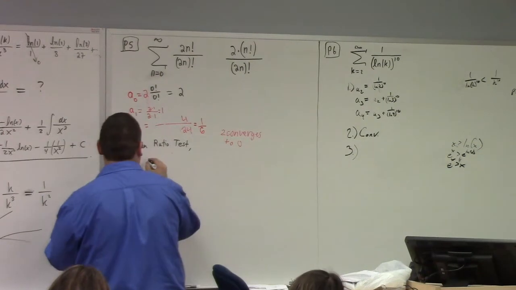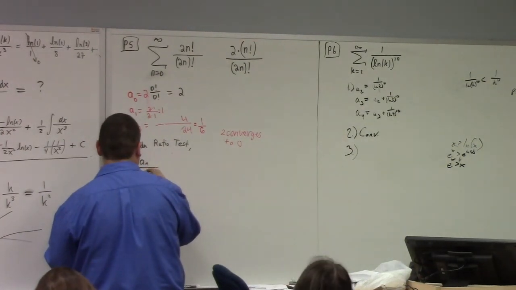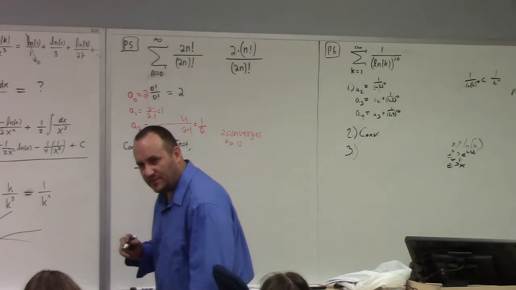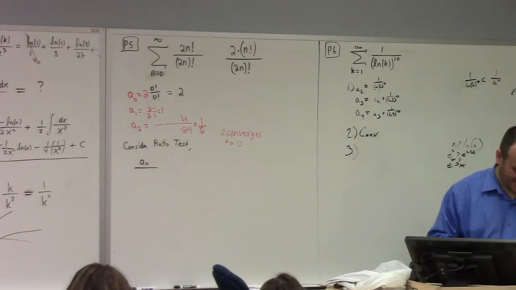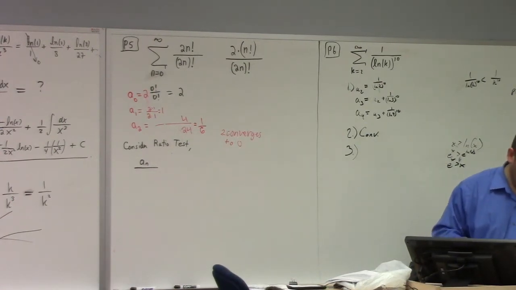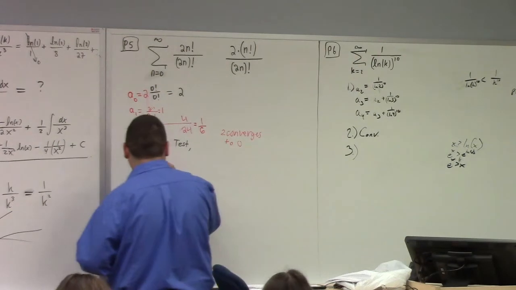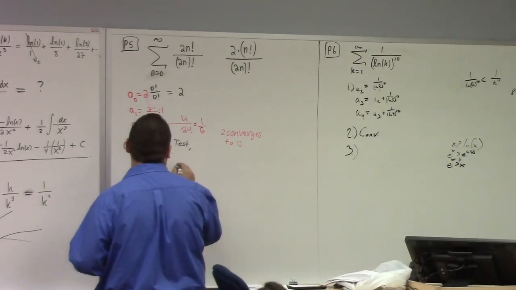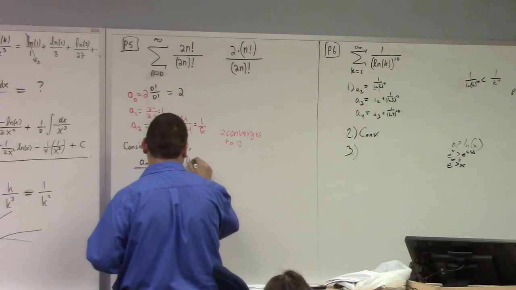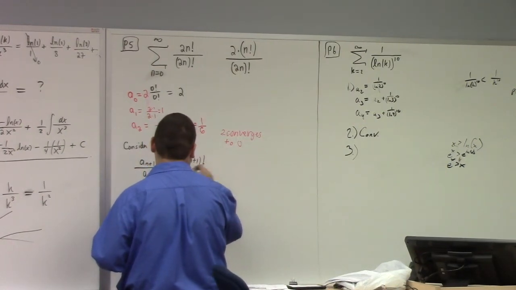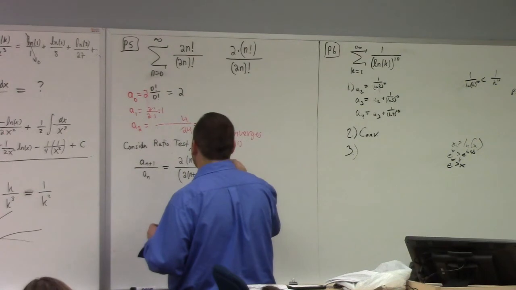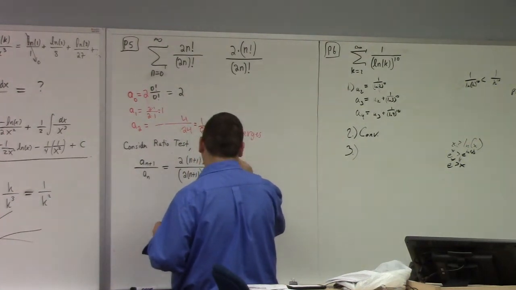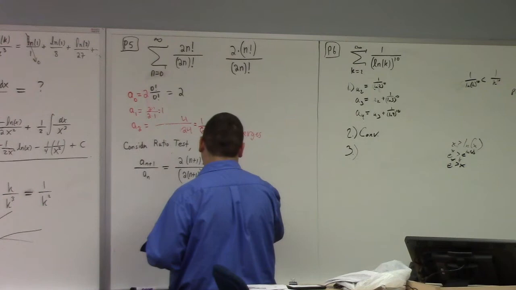Okay, so is it a sub n plus 1 divided by a sub n? A n plus 1 is on the top. A sub n plus 1 divided by a sub n. Very good. So that is 2 times n plus 1 factorial divided by 2 times n plus 1 parentheses factorial, times the reciprocal, which is 2n parentheses factorial divided by 2n factorial.